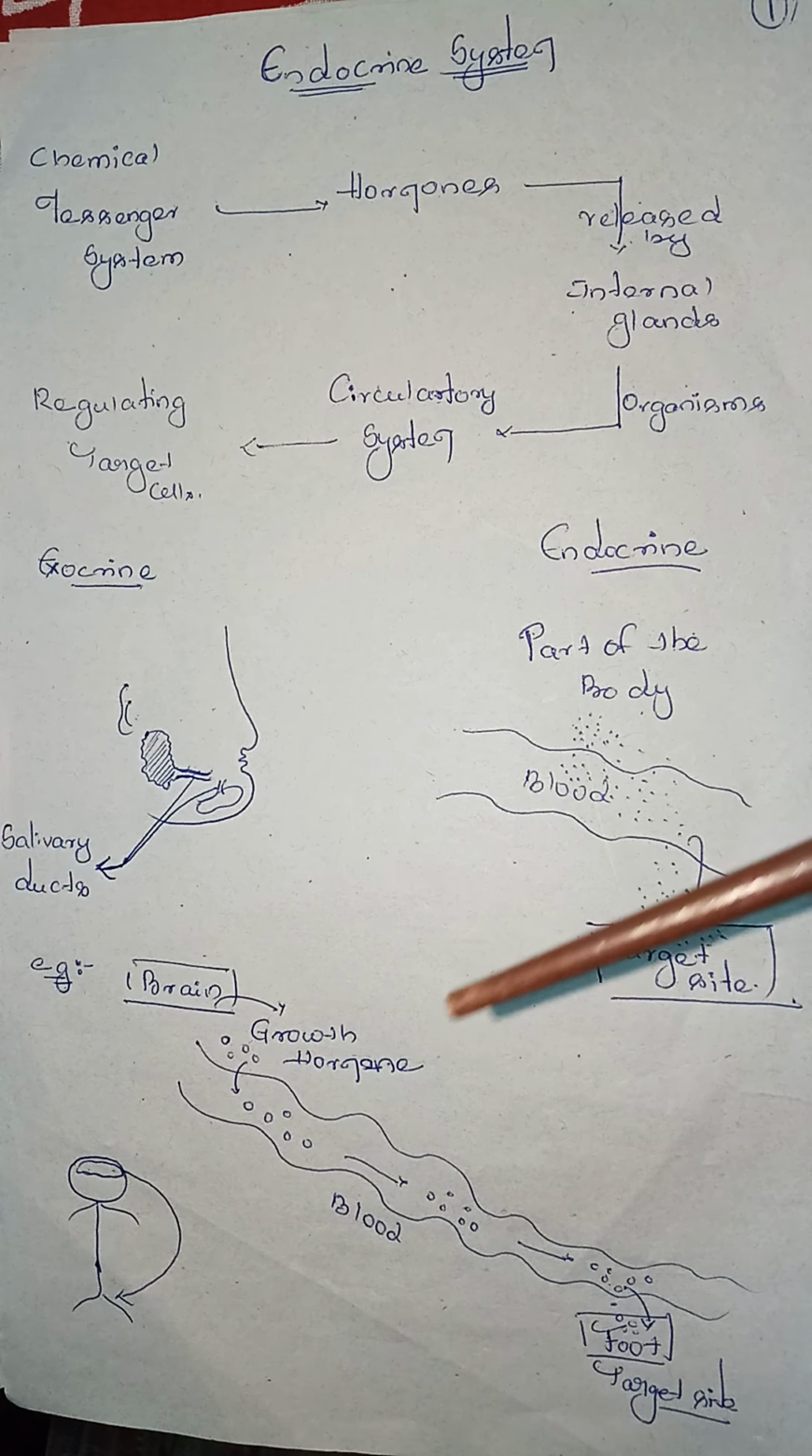Hypothalamus, pituitary, thymus, thyroid, pancreas, ovary, testis, pineal glands. These are the different glands present in our body, right? Located in different regions. Let's see one by one.